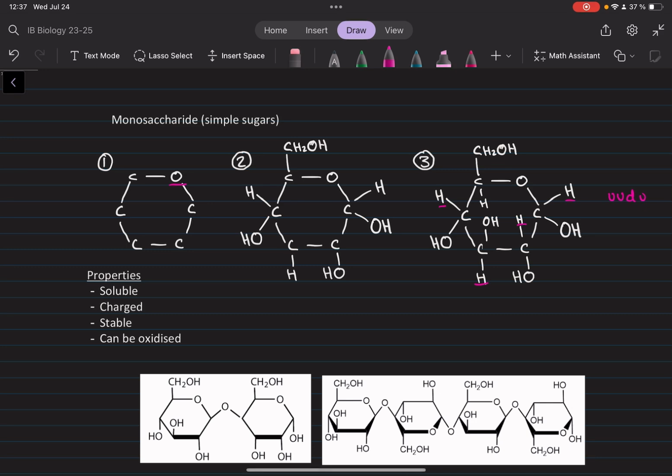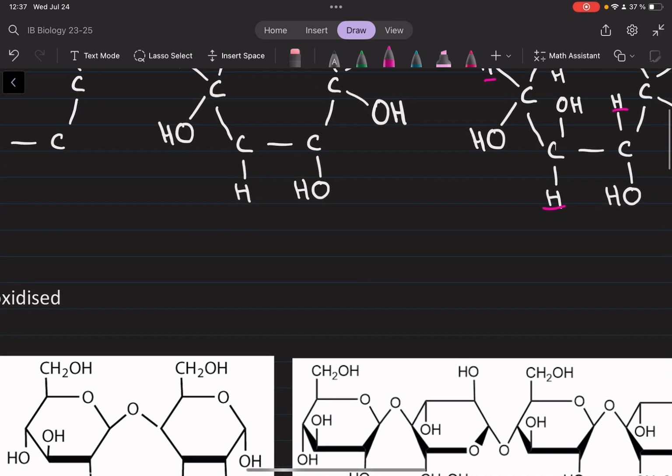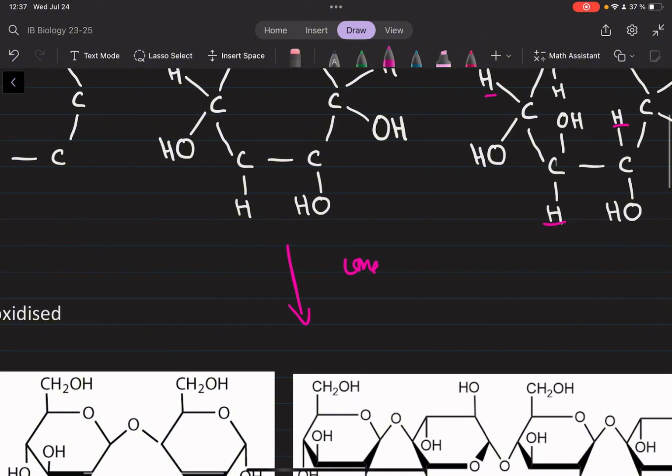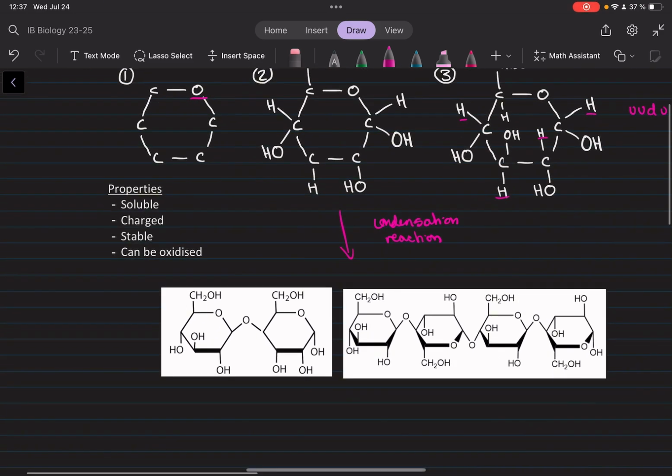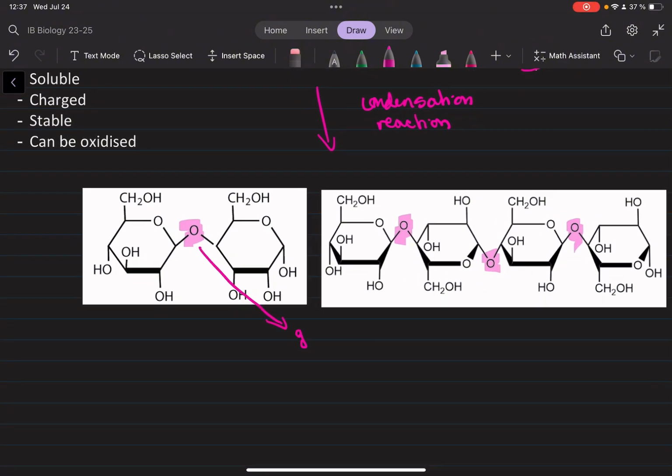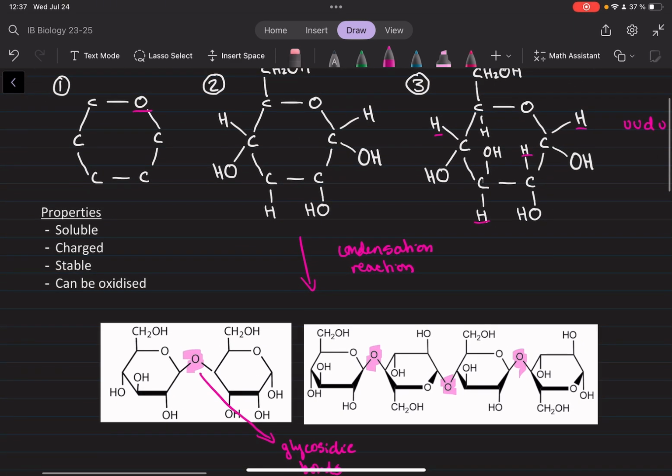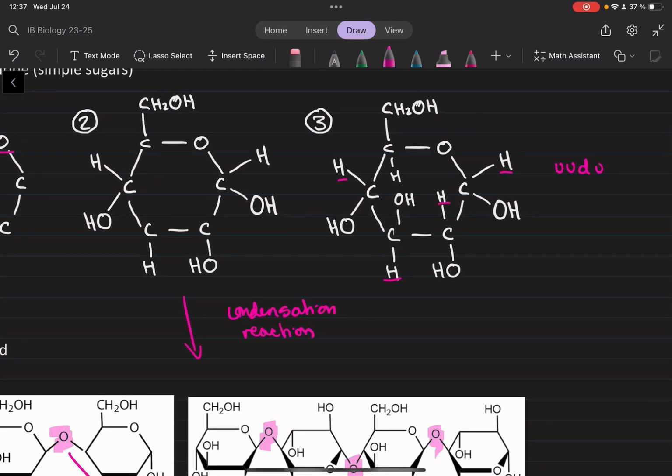But how do you get polysaccharides from a monosaccharide? You get that through the condensation reaction, which is a reaction that builds things up. And it does so by creating these bonds, which are called glycosidic bonds. You might see that there's just an oxygen bonded, but clearly there's 2 hydroxyl groups here. That doesn't make any sense.